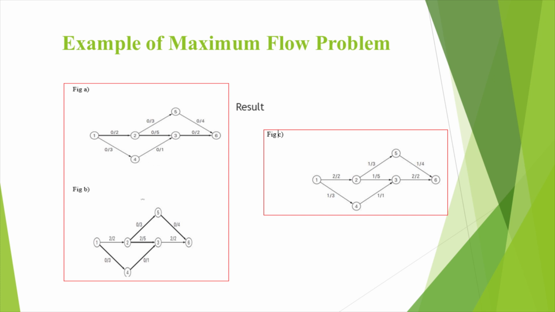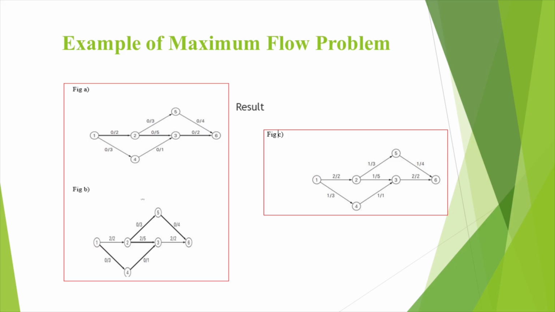the graph reflects the network after applying the first augmenting path. The path 1 to 2, 3 to 5, 5 to 6 has been chosen, pushing 2 units of flow, which is the minimum residual capacity along the path.